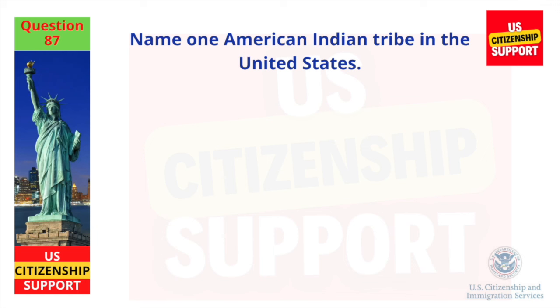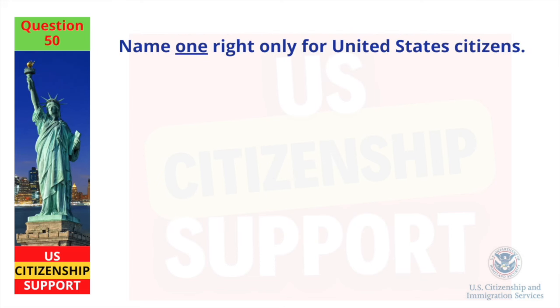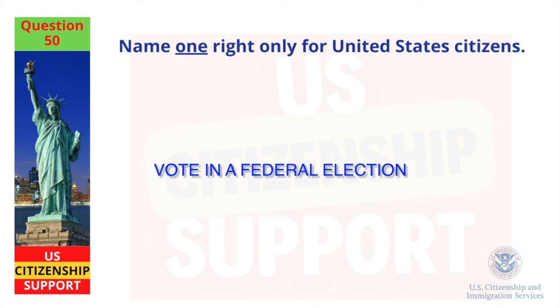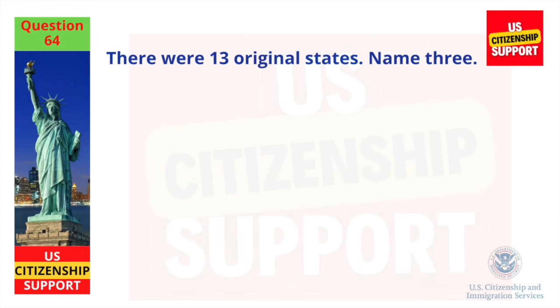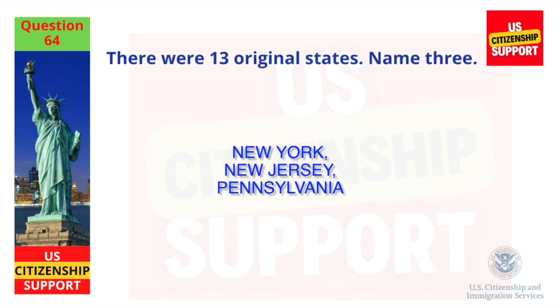Name one American Indian tribe in the United States. Cherokee. Name one right only for United States citizens. Vote in a federal election. There were 13 original states. Name three. New York, New Jersey, and Pennsylvania.